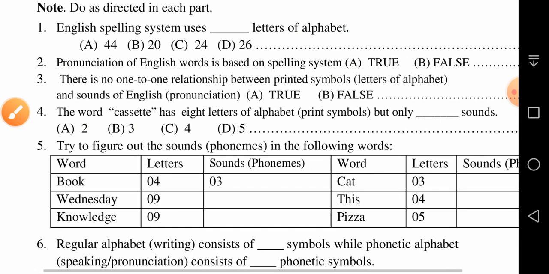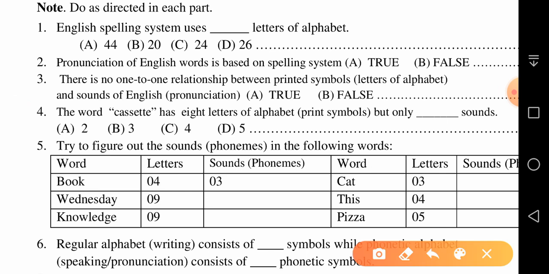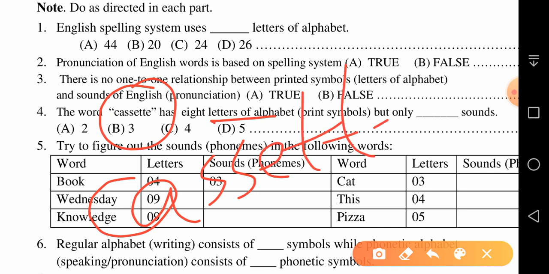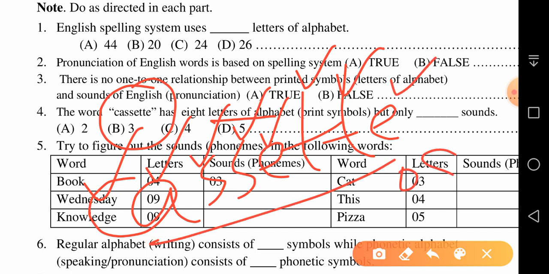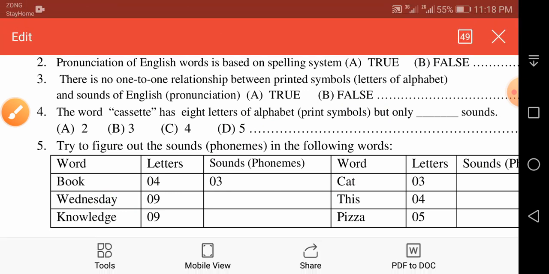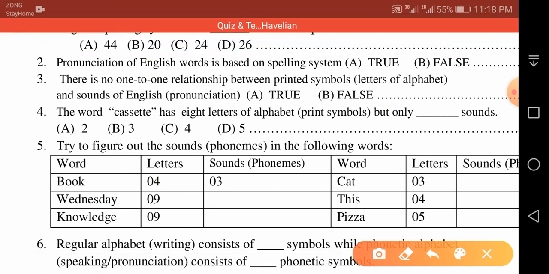Okay, the word cassette has 8 letters of the alphabet but only how many sounds? When we write it like this, C-A-S-S-E-T-T-E, and count 1 2 3 4 5 6 7 8, there are 8 letters of the alphabet. But when we talk about sounds, let's see how many sounds.